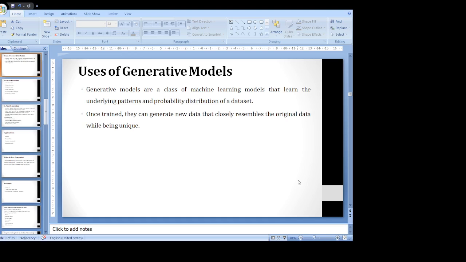Hi everyone. Now we are going to see what the uses of generative models are. Generative models are a class of machine learning models that learn the underlying patterns and the probability distribution of the data sets. Here we can see the trained data and how the new data closely resembles the original data.